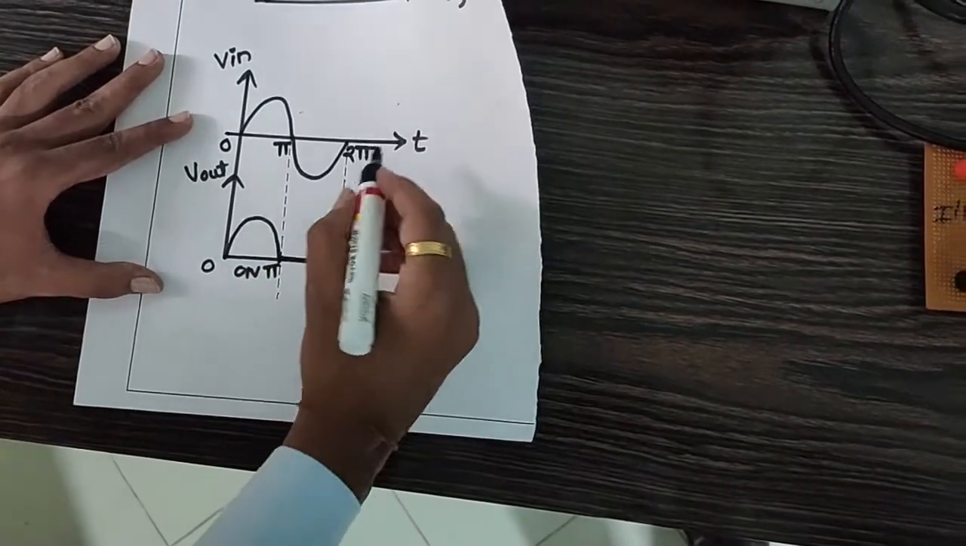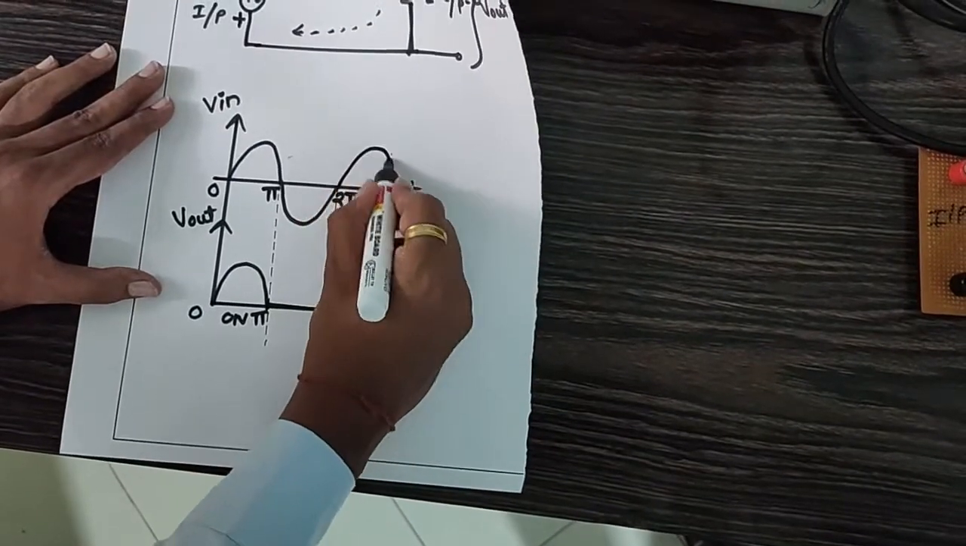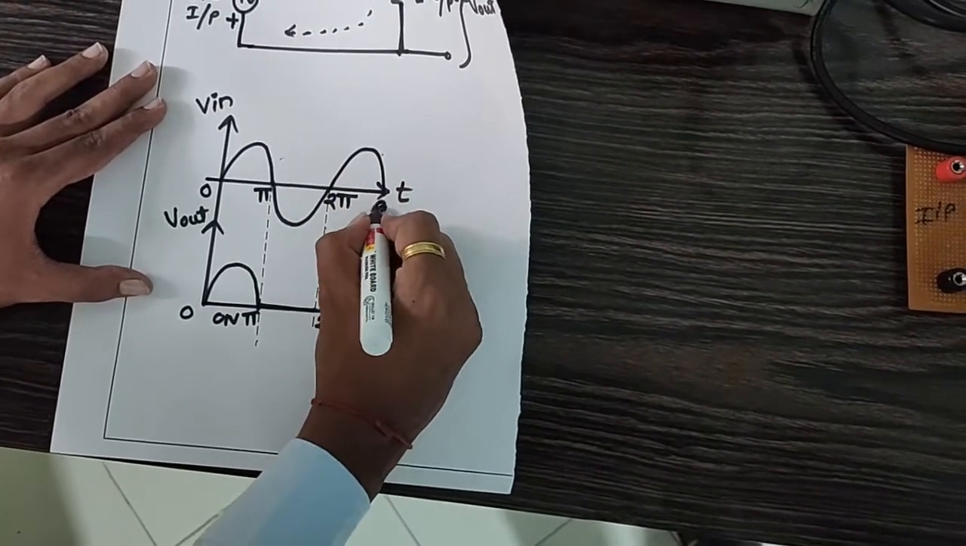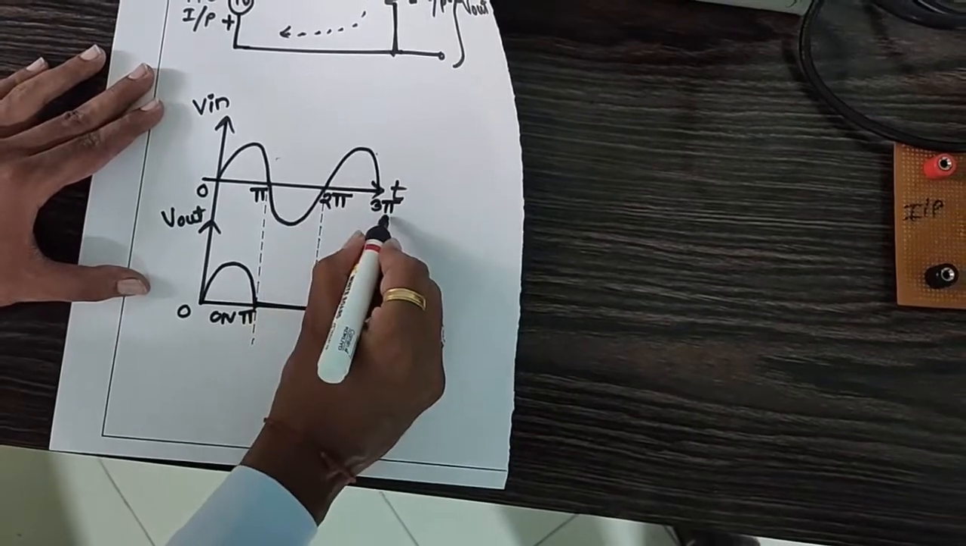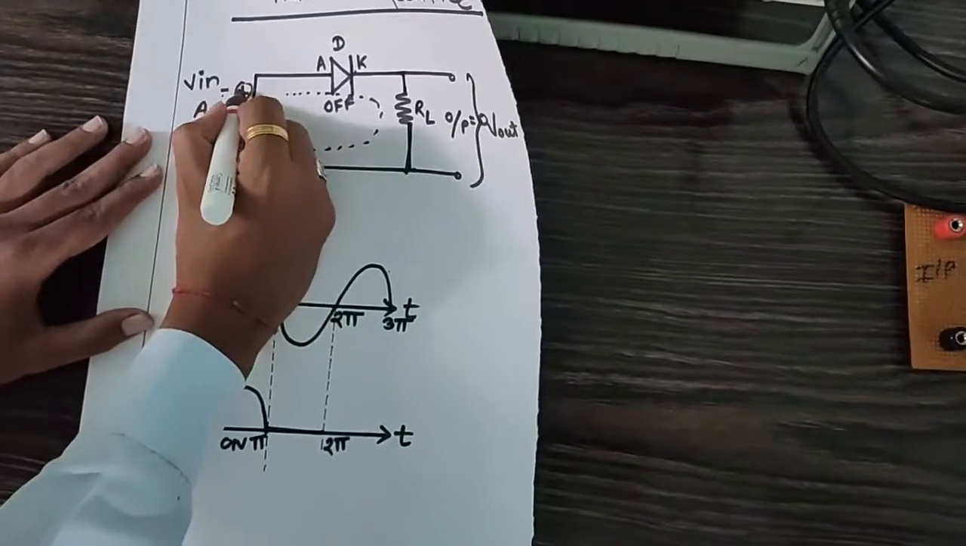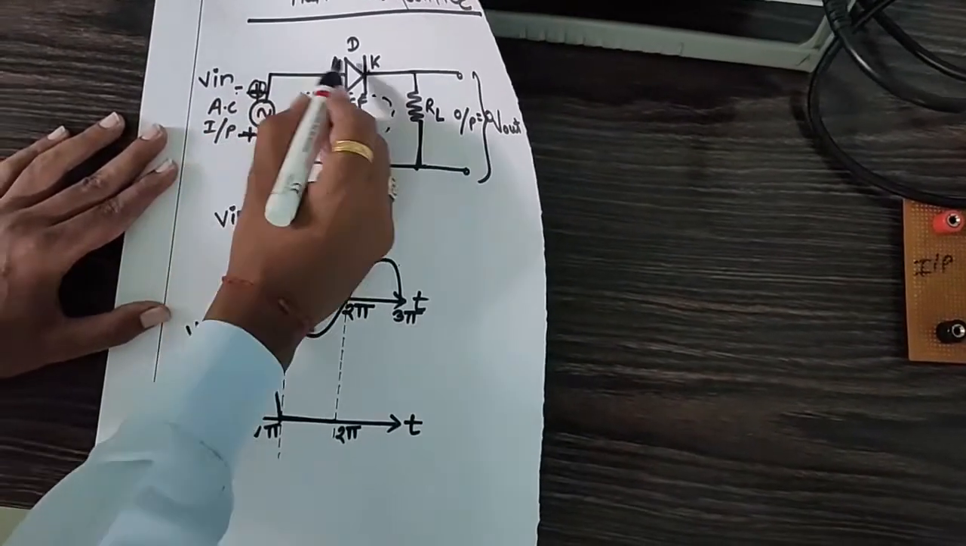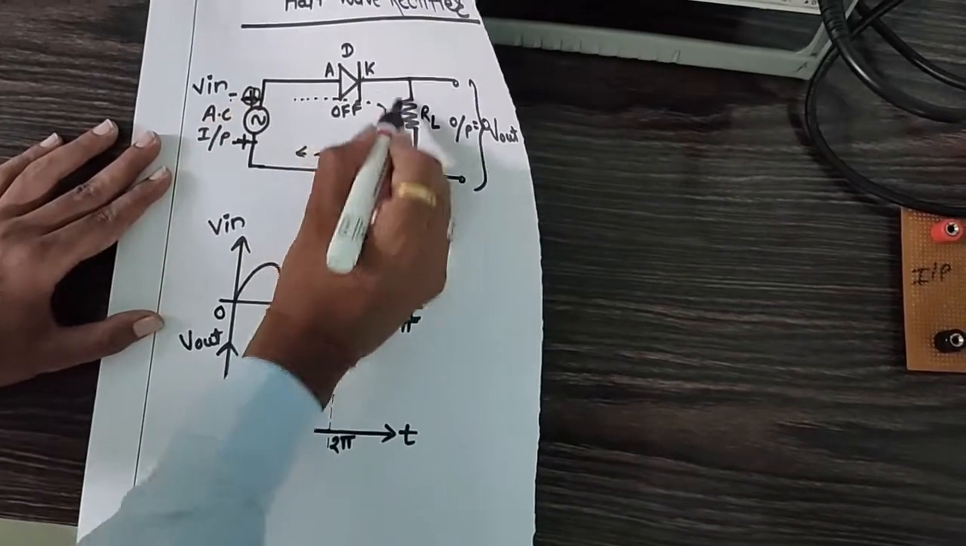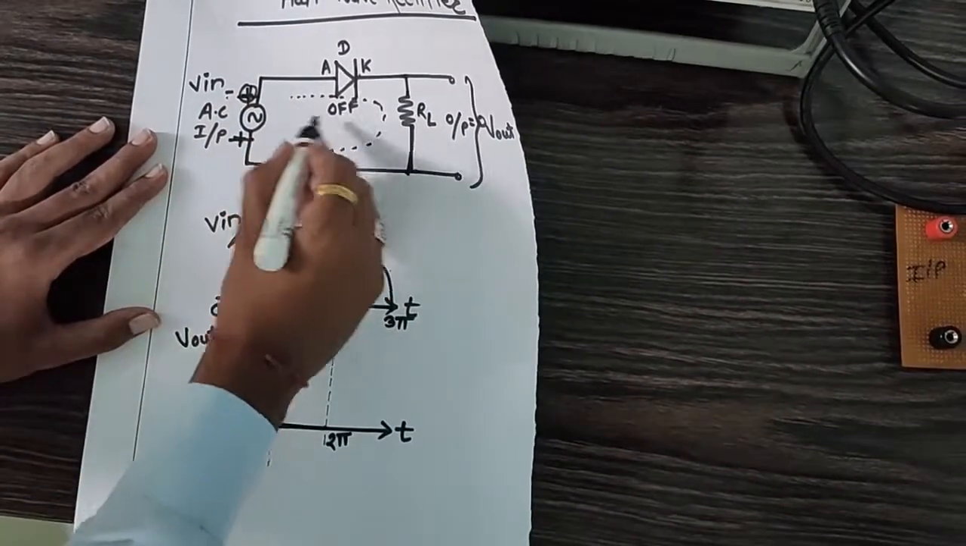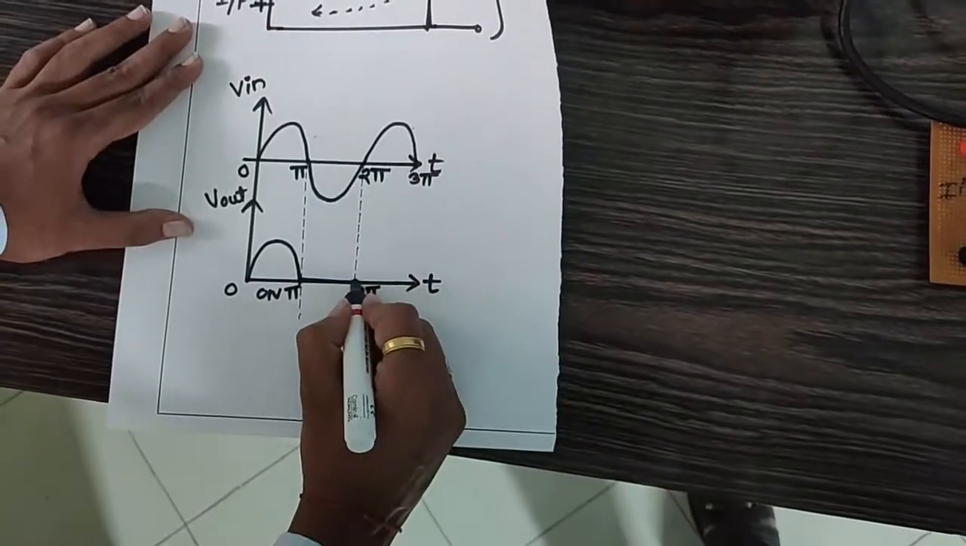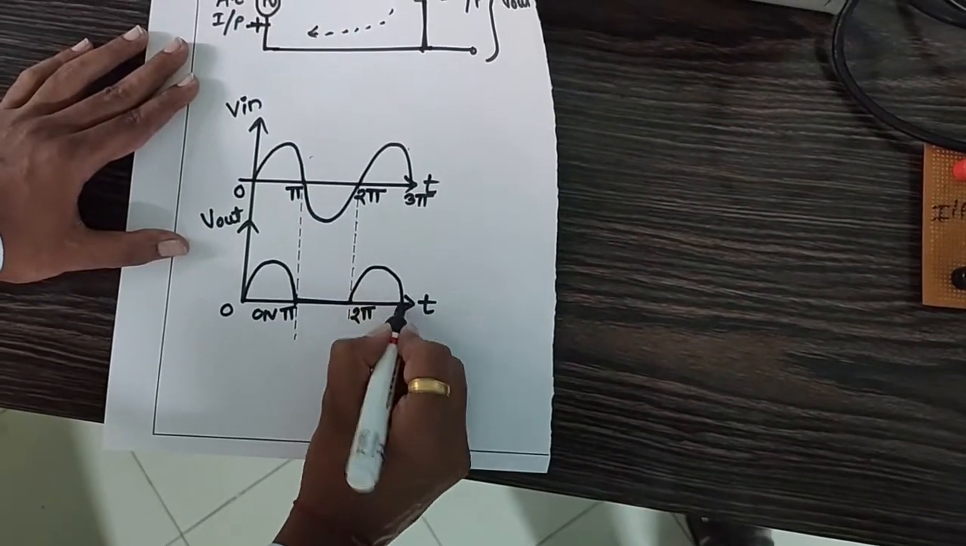Similarly for the next positive half cycle, consider from 2 pi to 3 pi, which is again positive, so the polarity will again change from positive and negative, means your anode is connected with positive and cathode is connected with negative, so your diode will be in forward bias condition. Again you will get the output voltage like this.